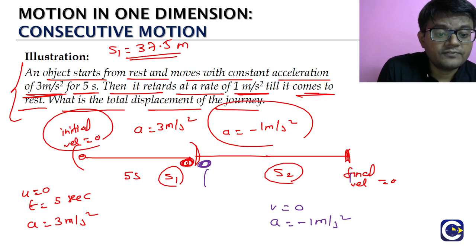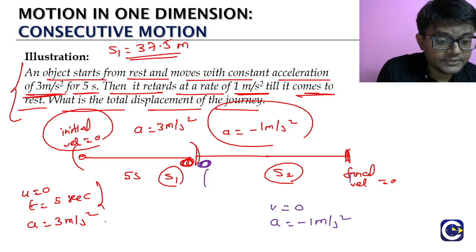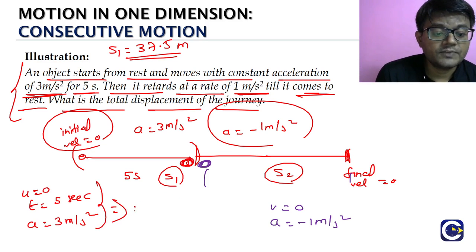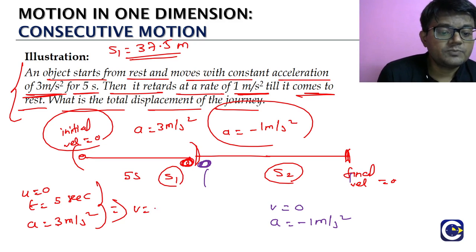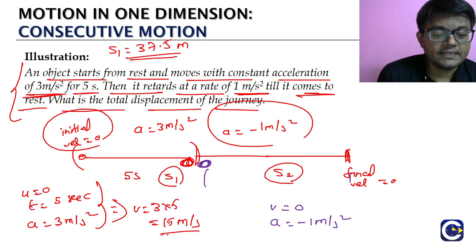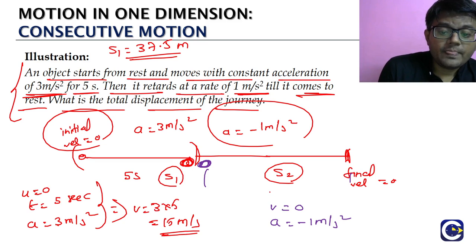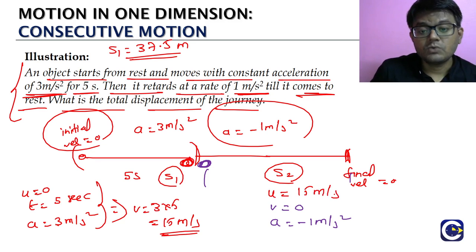So whatever is the final velocity of the first part, let us first get that. What is the final velocity of the first part? u plus at, right? u is 0, so a into t, which means 3 into 5, that will be 15 meter per second. That is the final velocity of the first part. That is going to be the initial velocity of the second part.